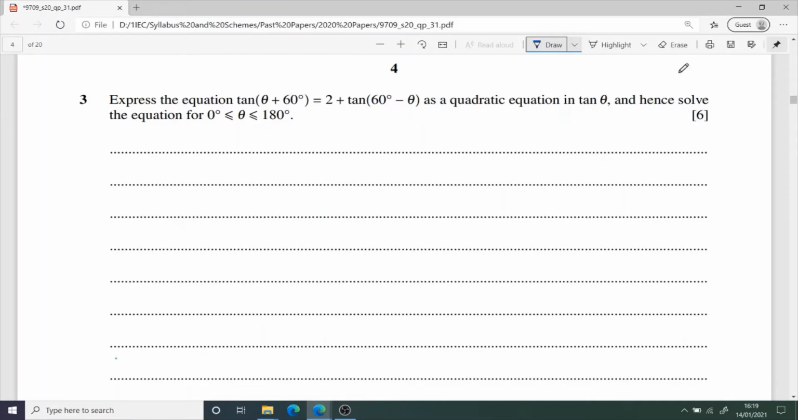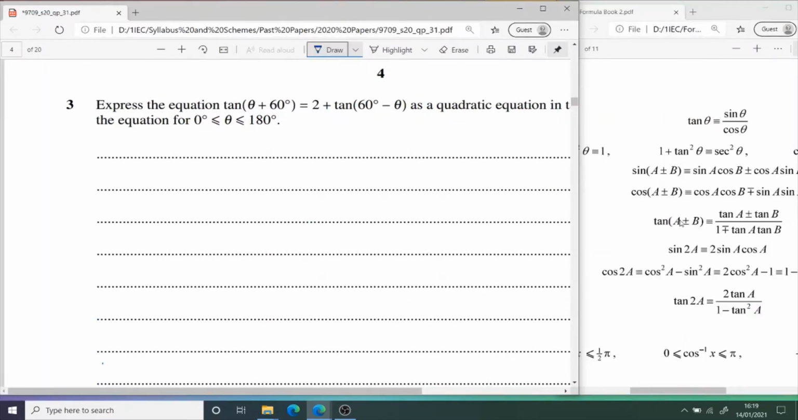We have this tan theta plus 60, so let's get our formula book and grab the relevant addition formula. There it is, tan A plus B, and let's just write it down at the top of our page. Tan A plus or minus B is tan A plus or minus tan B divided by 1 minus plus tan A tan B.